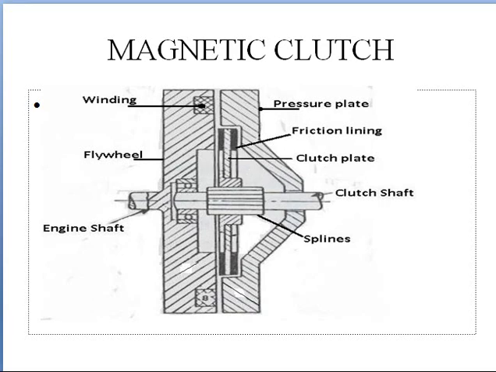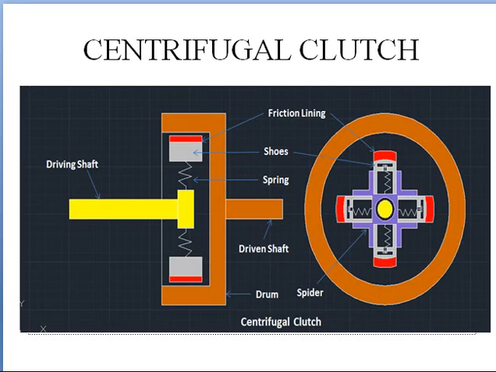So this is how the magnetic clutches will work. Next one is centrifugal clutches. In case of centrifugal clutches, this is the driving shaft and this is the driven shaft. Here we'll be having the shoes and this red color one is a frictional lining.